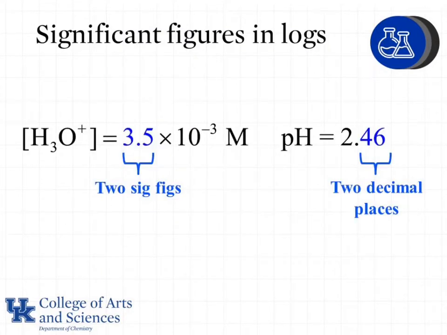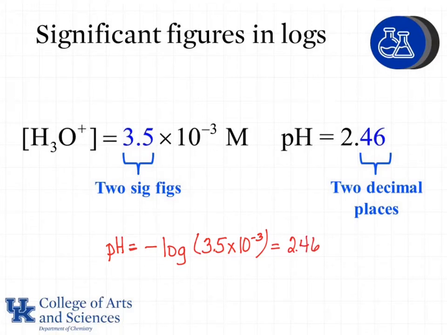Like we had to worry about significant figures when dealing with addition, subtraction, multiplication, and division, we also have to look at the significant figures in logs. The number of sig figs in the concentration will equal the number of decimal places in the pH. Let's also use this as an example to see if you can calculate the pH correctly using your calculator. We have pH equals the negative log of the H+ concentration, which is 3.5 times 10 to the minus 3, and we end up with 2.46. If you're not getting this value, please ask for help with your calculator.